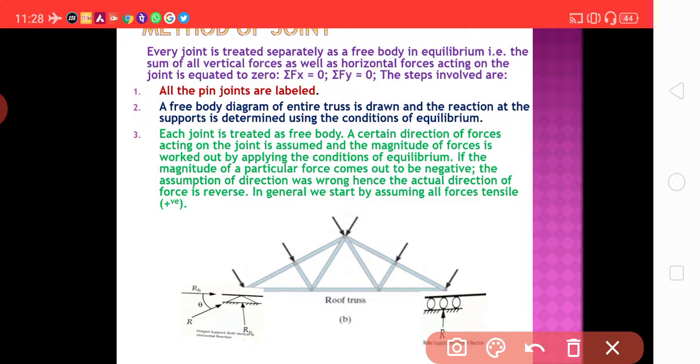If the worked out magnitude of the particular force comes out to be negative, the assumption of direction was wrong, hence the direction of force is reversed. In general, we start by assuming all forces tensile. It will be easy to assume that the force acting is tensile until you are sure of the direction.